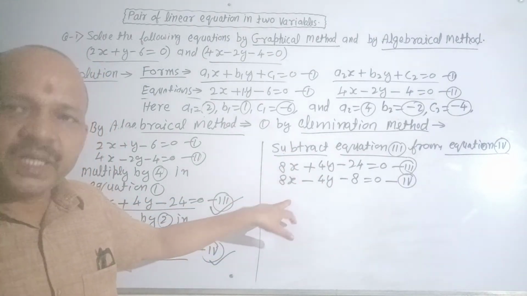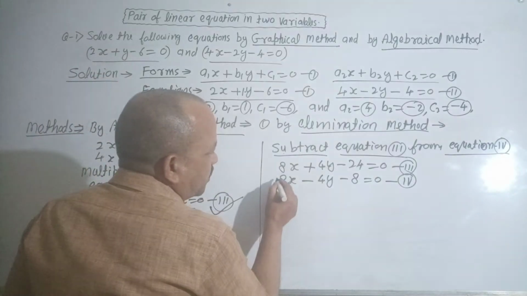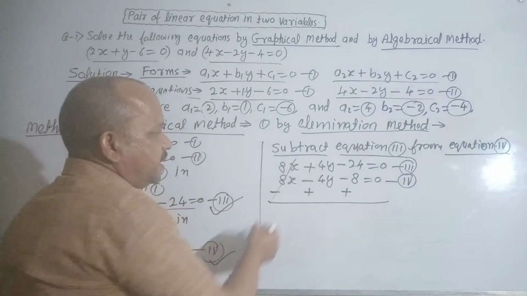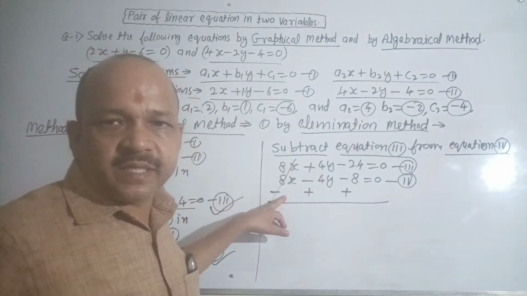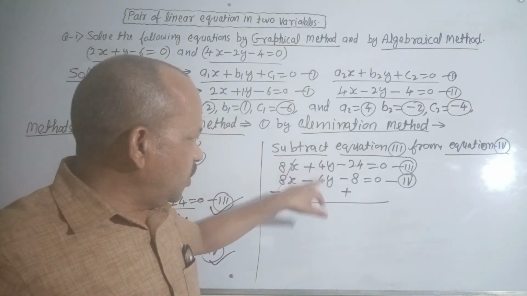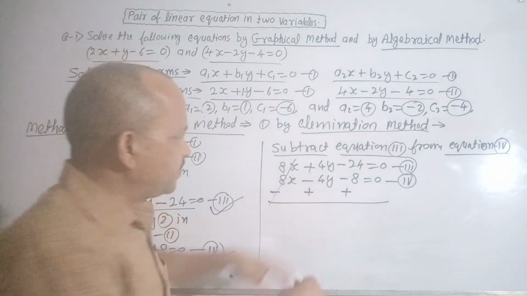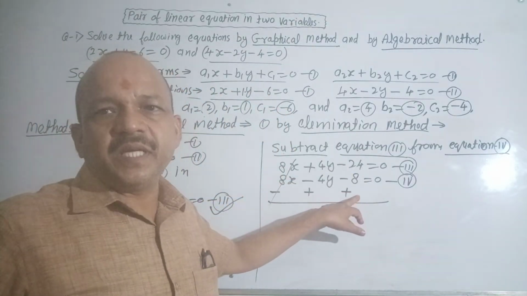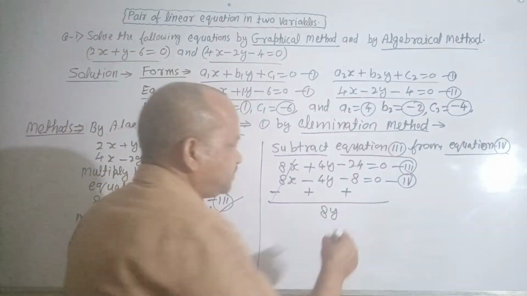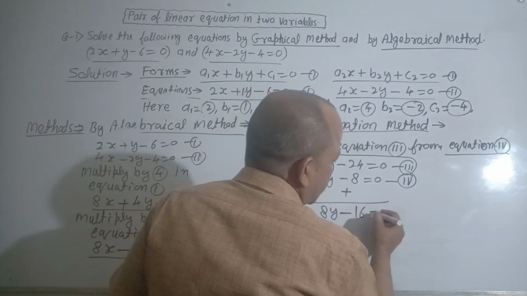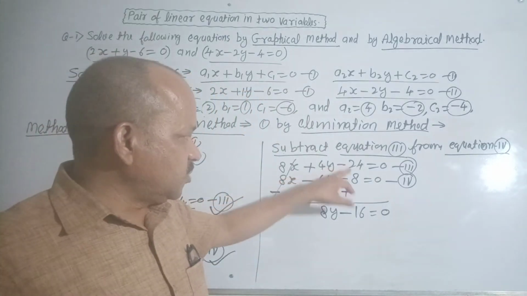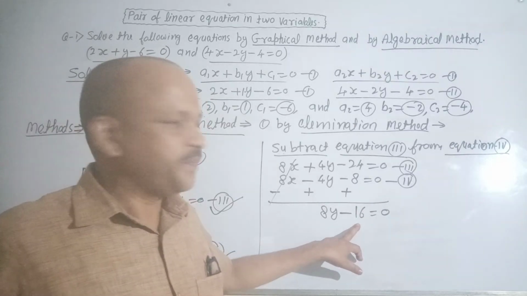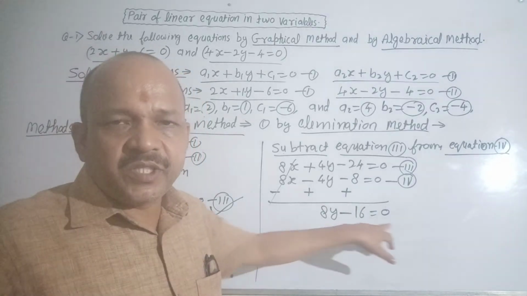Firstly you change its sign. Here minus, here plus, here plus. 8x minus 8x cut. Plus 4y plus 4y become 8y. Minus 24 plus 8 become minus 16, equal to 0. So 8y minus 16 equal to 0.